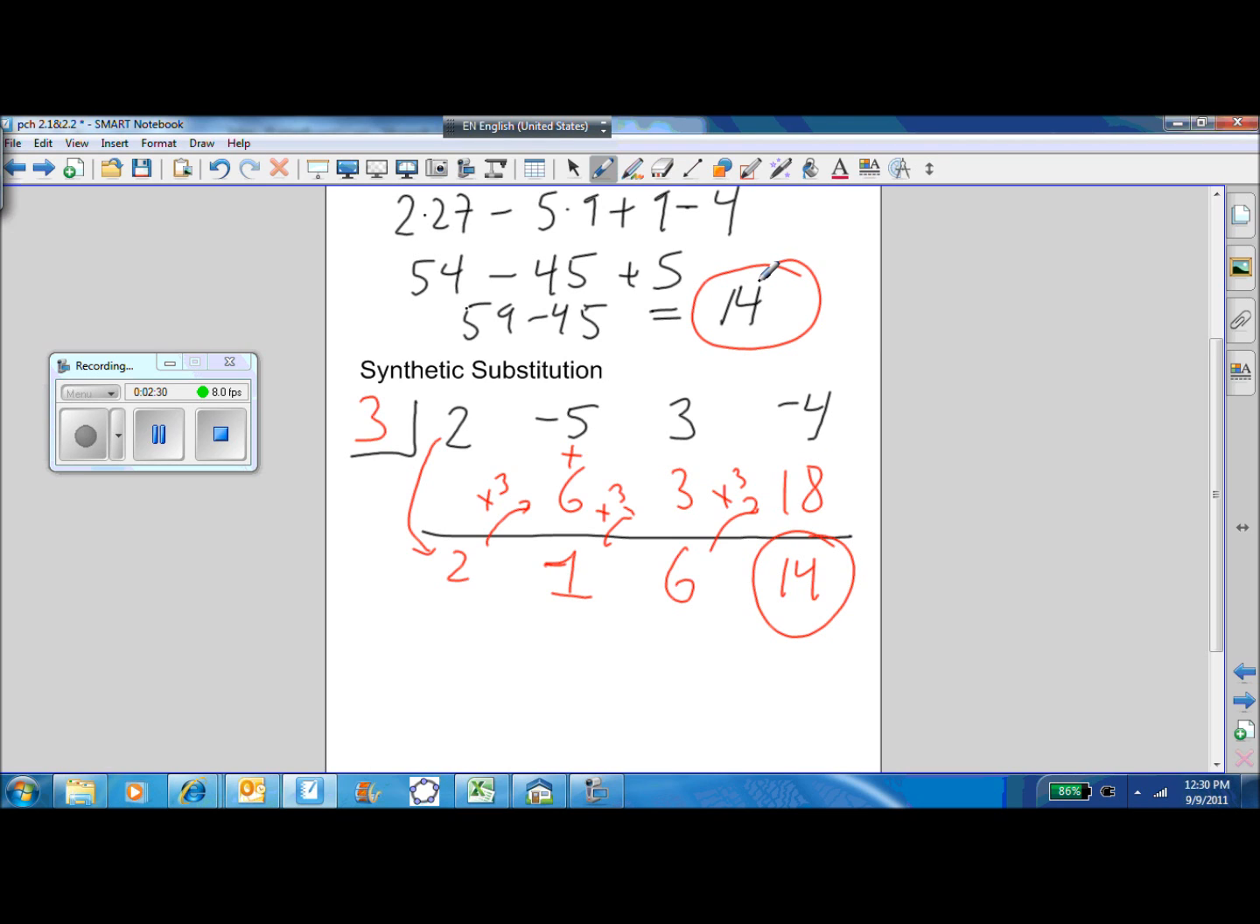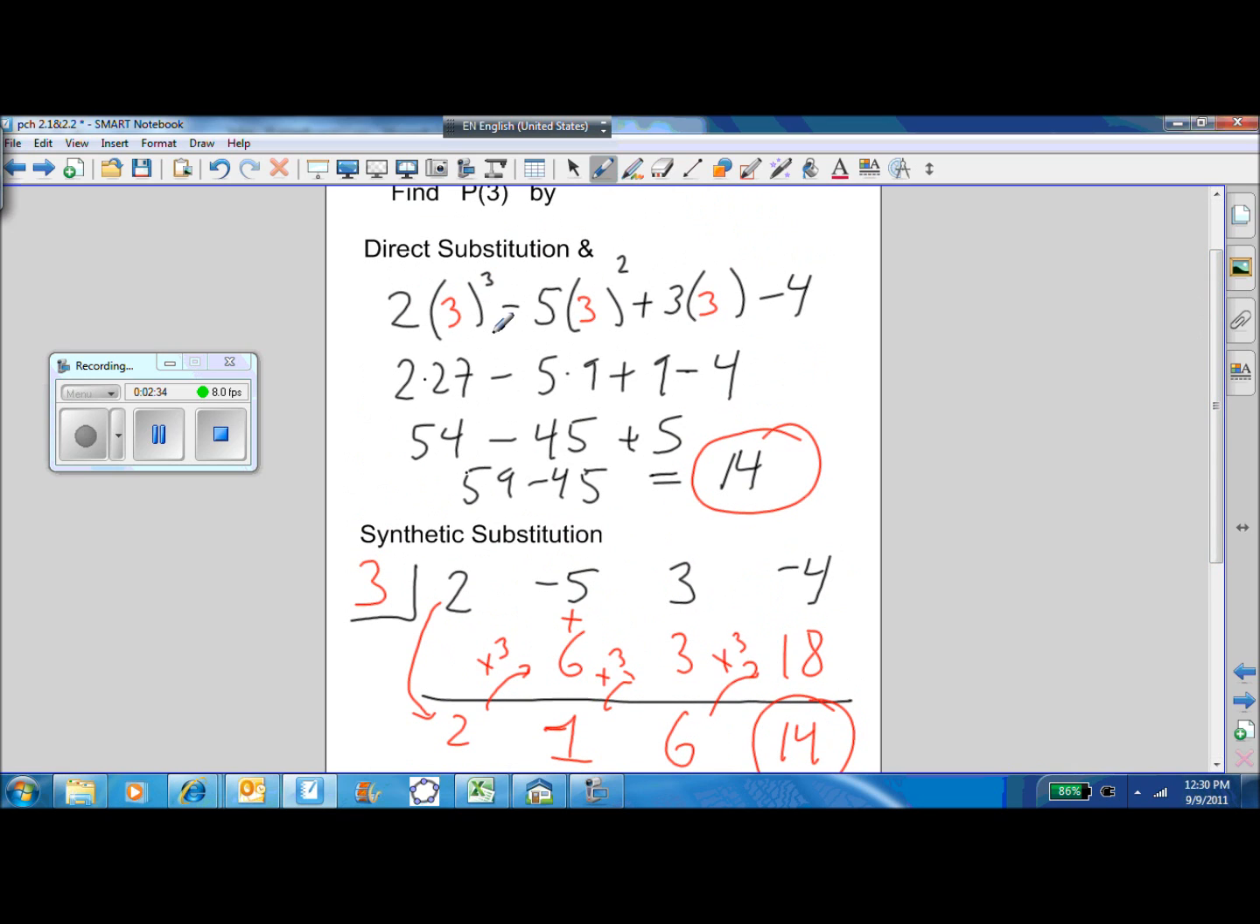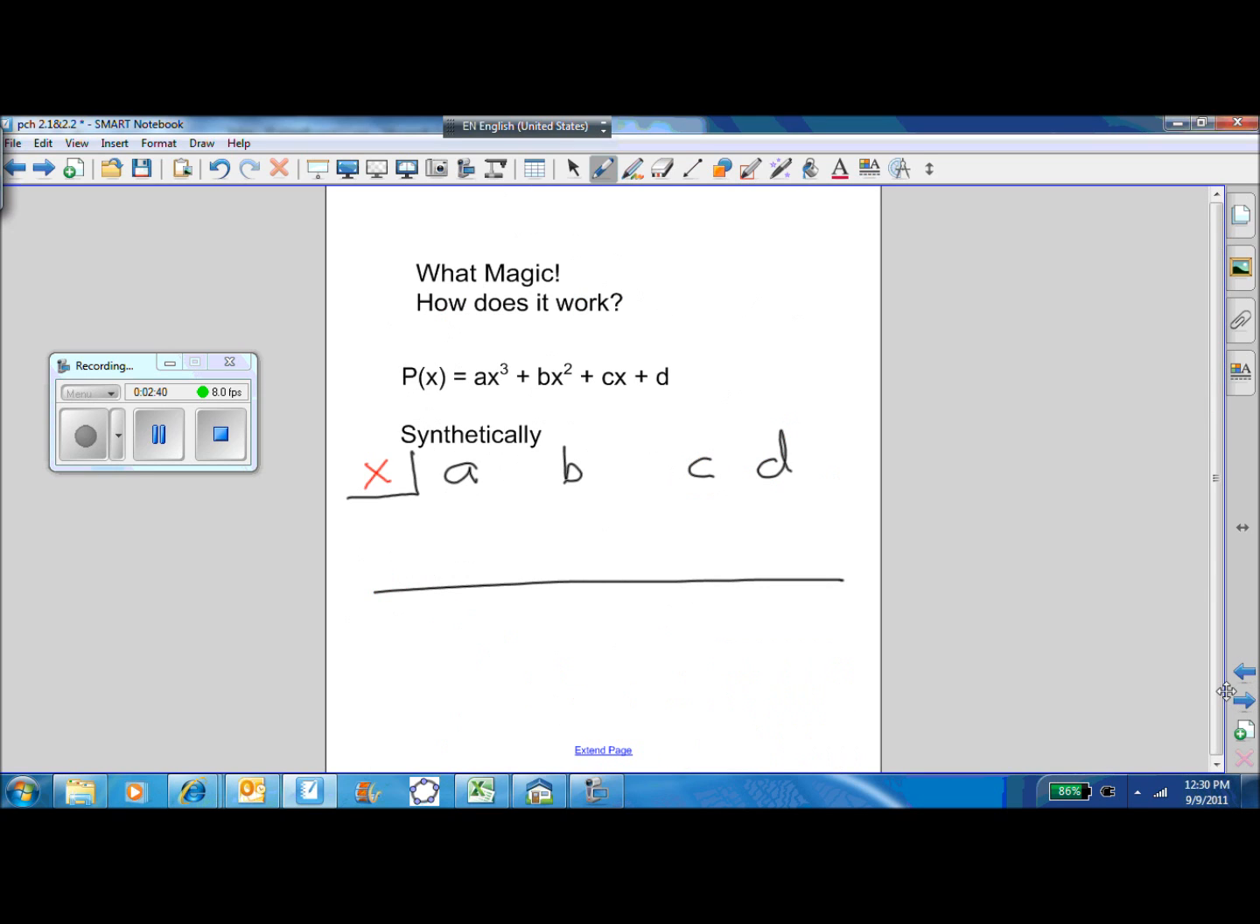Okay, synthetic substitution is much faster, mainly because you don't have to do all these powers in addition to all the multiplications. You've simplified it just to a series of multiplications and additions. Let's see why this works. It looks like magic, but let's go through this symbolically now.